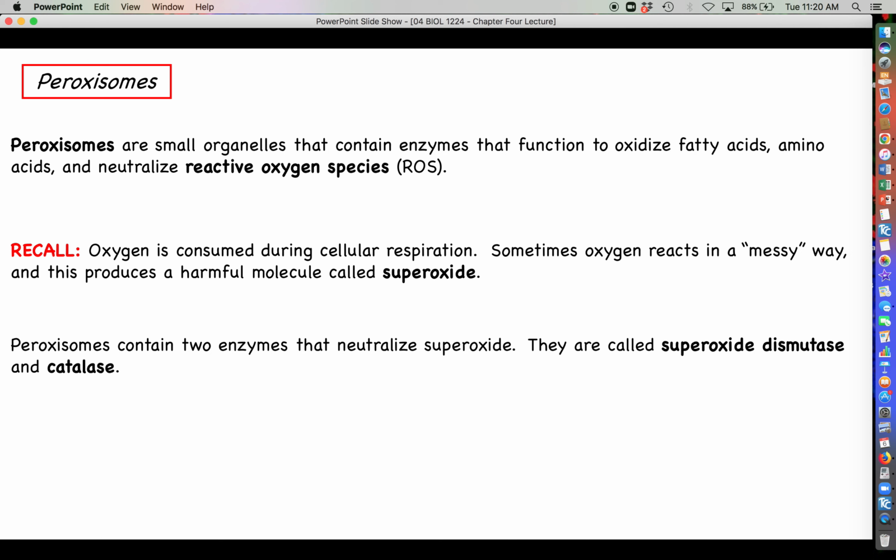Peroxisomes contain two enzymes that help to neutralize superoxide molecules when they get created. These two enzymes are called superoxide dismutase and catalase. We may talk about these two enzymes in the future, but for now, it's just enough to know that they exist.